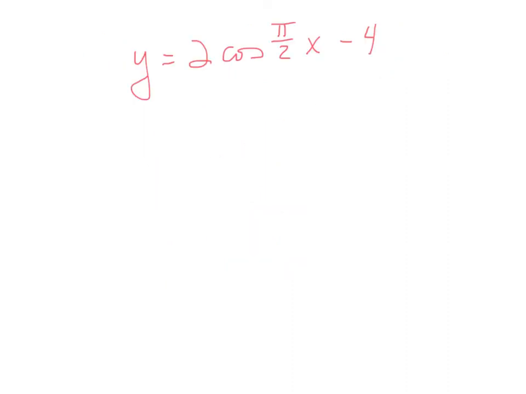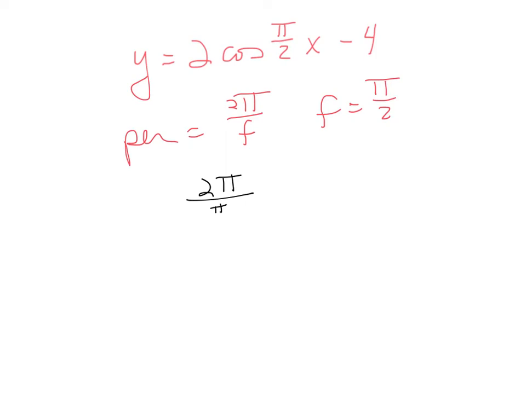Sometimes the graph could look like this. This is a little different because the frequency is written in a way that we're not typically used to. But in this particular case, if they ask for the period, keep in mind the period is equal to 2 pi divided by the frequency. And in this case, the frequency is pi over 2 because the frequency always is the multiplier on the x, on the angle. So because the frequency is pi over 2, what I will do is take 2 pi and divide it by pi over 2.